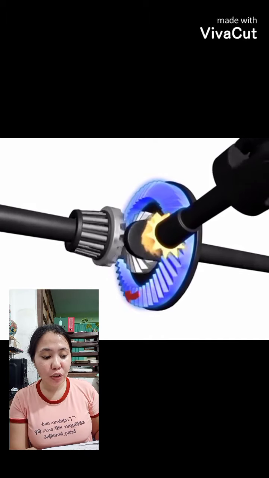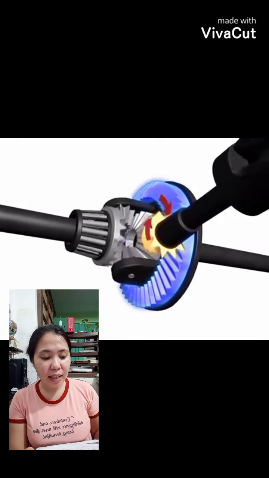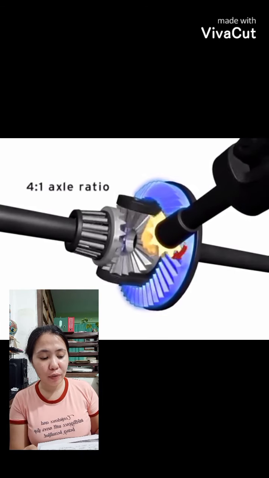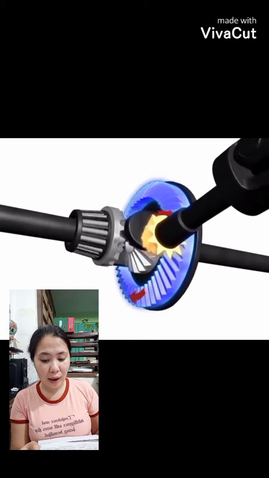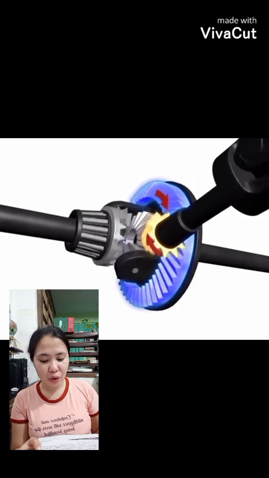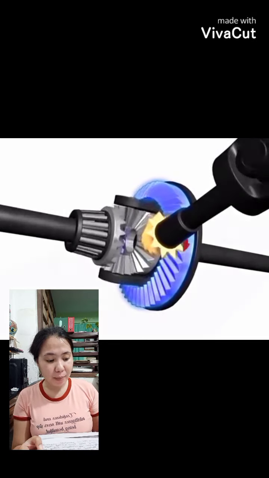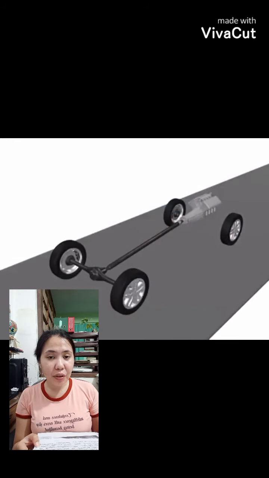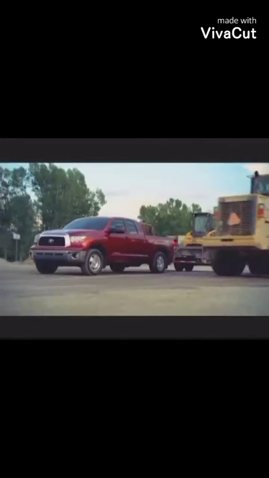The ratio between these two gears is called the axle ratio. So the ring gear turns one time for every 4 revolutions of the pinion gear. This axle would be said to have a 4:1 ratio. By changing the axle ratio, the torque multiplication and top speed are changed, increasing or decreasing them. Axle ratio is an important component of the transmission gear ratio.